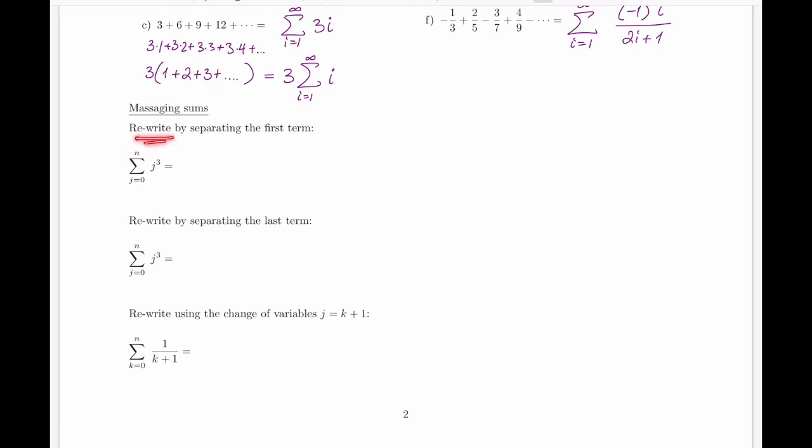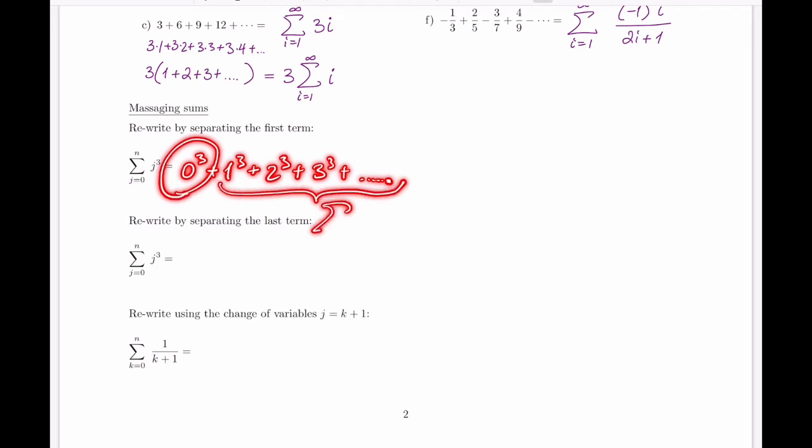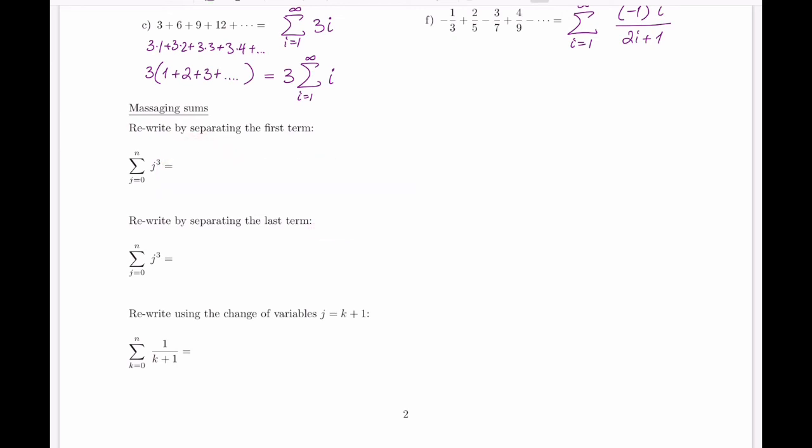So what I would like to do is to rewrite it by separating the first term. The sum itself, if you think about this, is 0 cubed plus 1 cubed plus 2 cubed plus 3 cubed and so on and so forth. But I don't want to rewrite it all entirely in terms. I just want to separate its very first term, but keep the rest of it as a summation. So what we're going to do is write out the first term, which is 0 cubed, and the rest of it has to stay as the sum. Now, the general term hasn't changed. It's still j cubed.